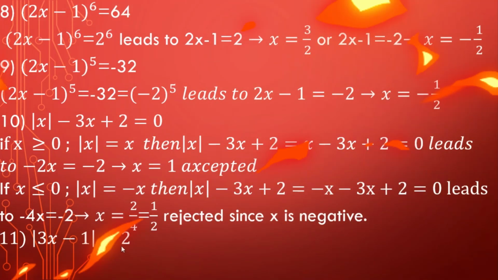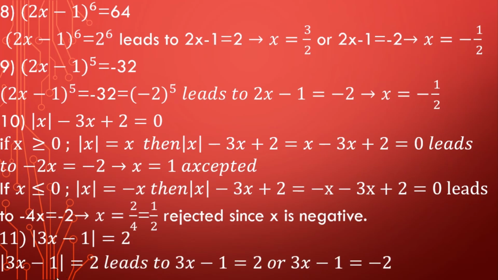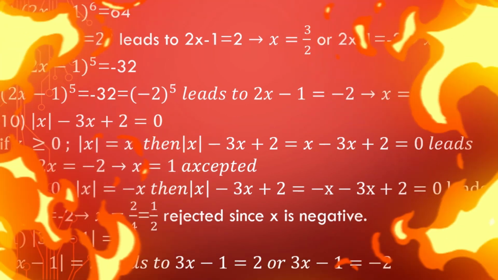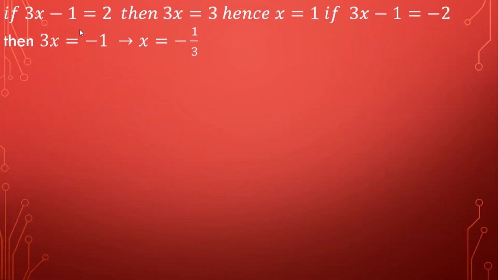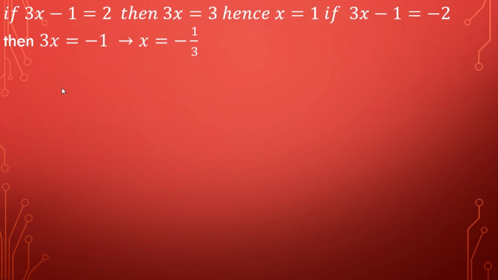Absolute value of 3x minus 1 equals 2. So 3x minus 1 equals 2, or 3x minus 1 equals minus 2. If 3x minus 1 equals 2, we take minus 1 to the other side. 3x equals 3, x equals 1. If 3x minus 1 equals minus 2, take minus 1 to the other side. We still have minus 1, x equals minus 1 over 3.